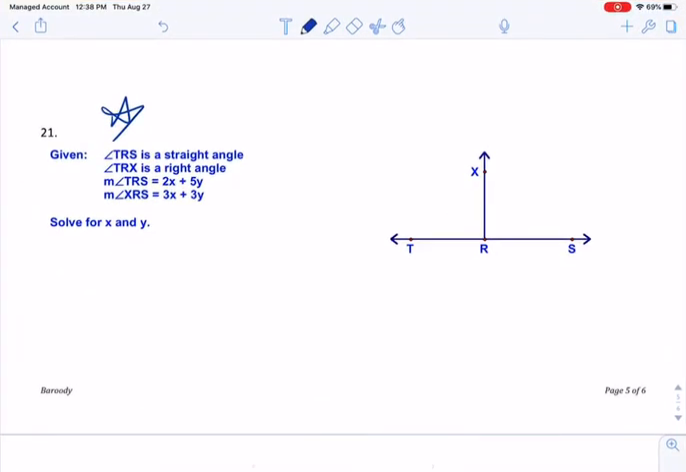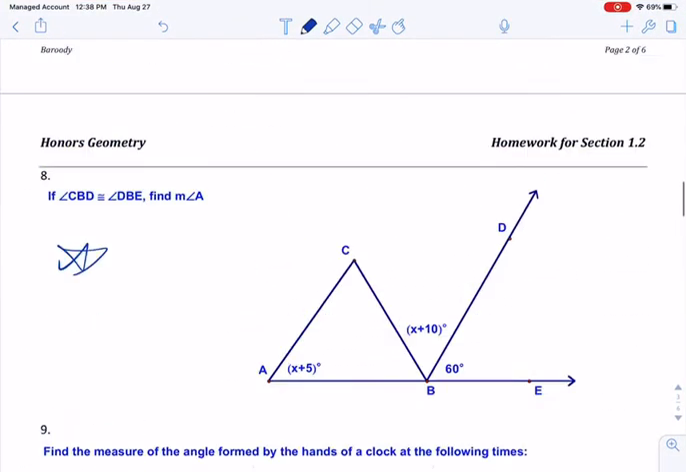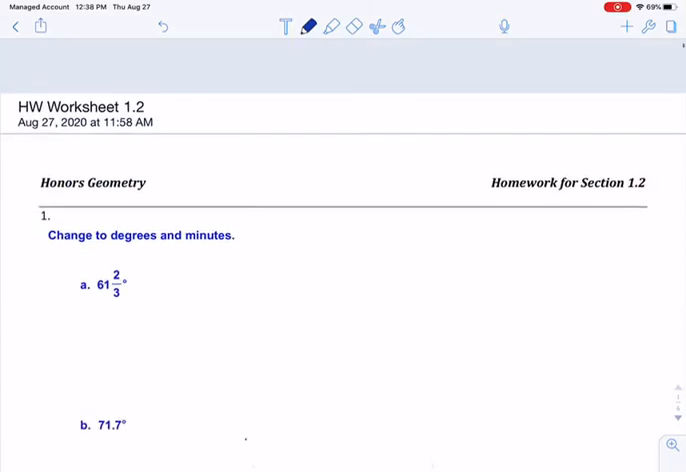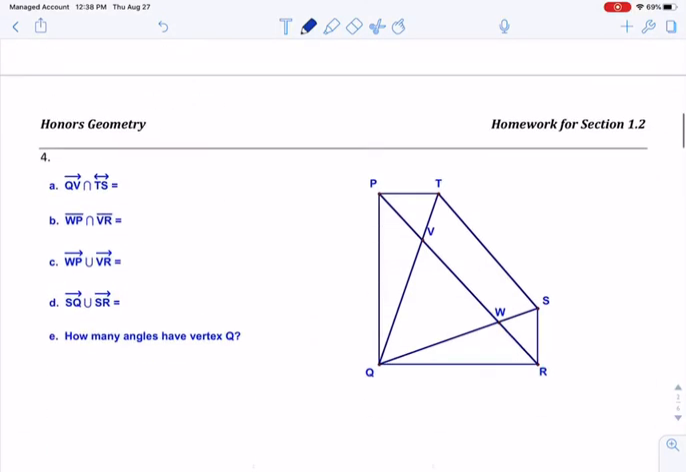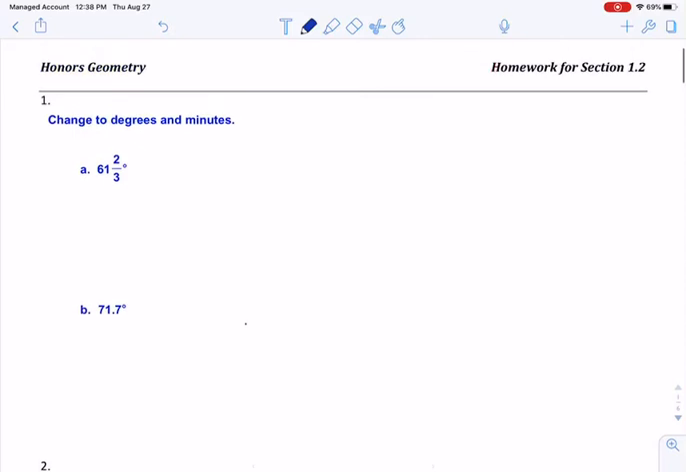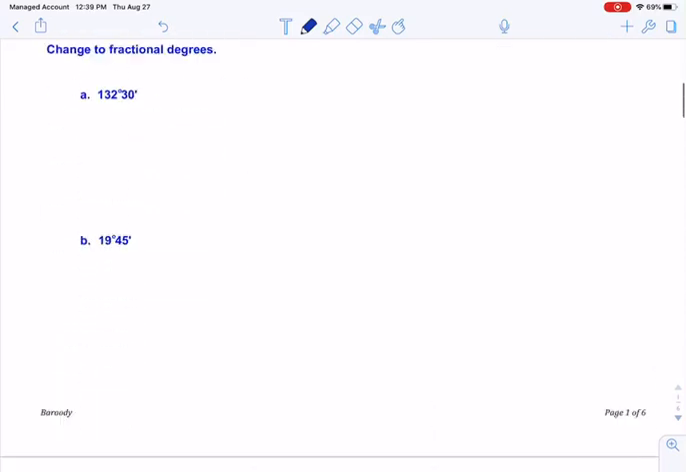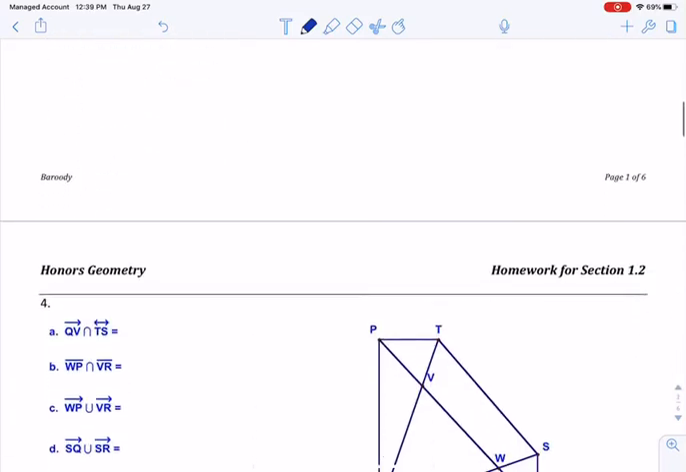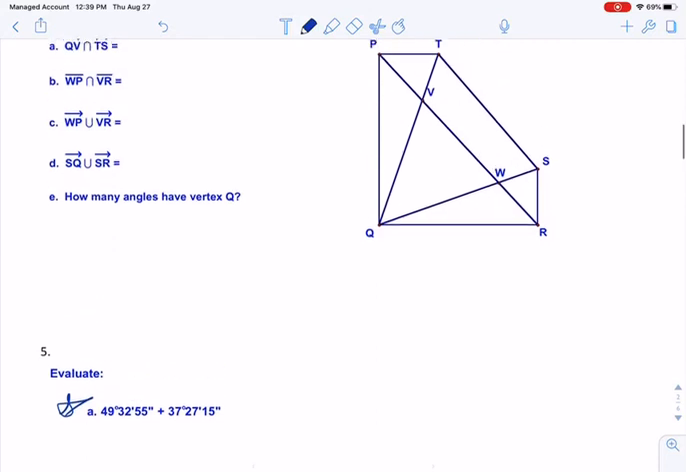Okay, I'm going to go through a couple of the homework ones that are kind of important or people usually struggle on. So let's see, the first few, those are like the ones we did in the notes. Check the answer key for that. Usually it's multiplying or dividing by 60.